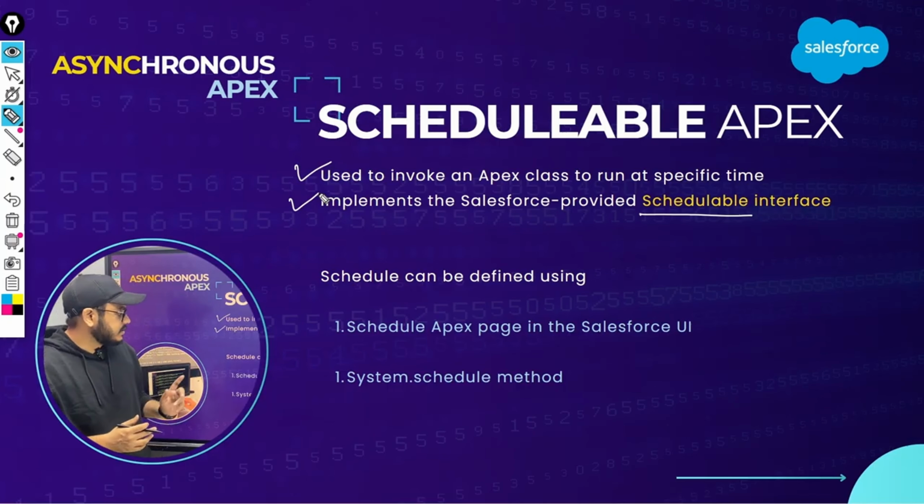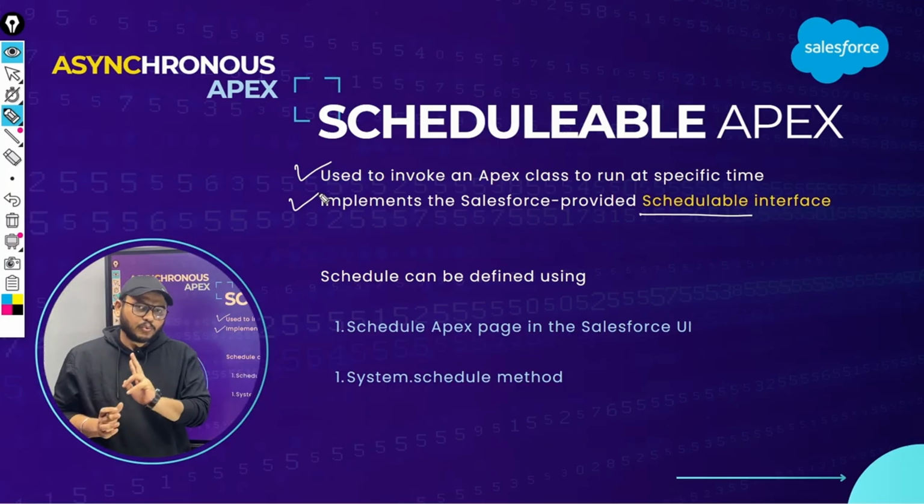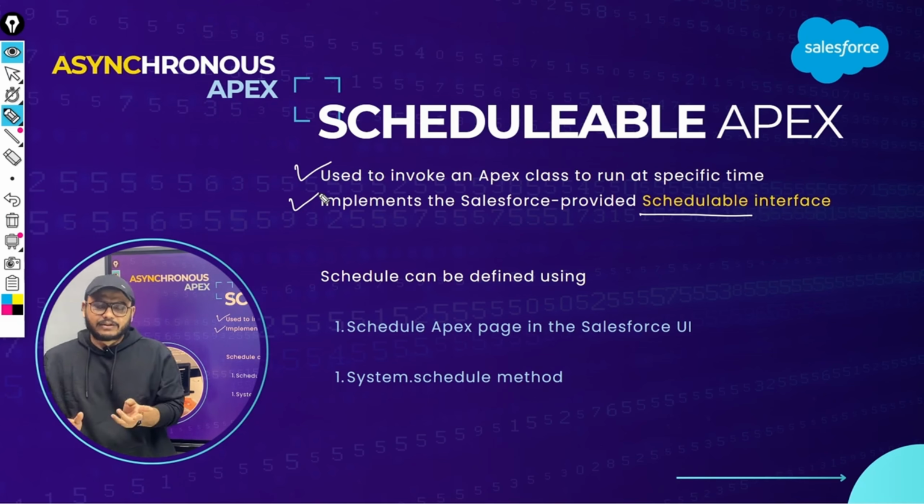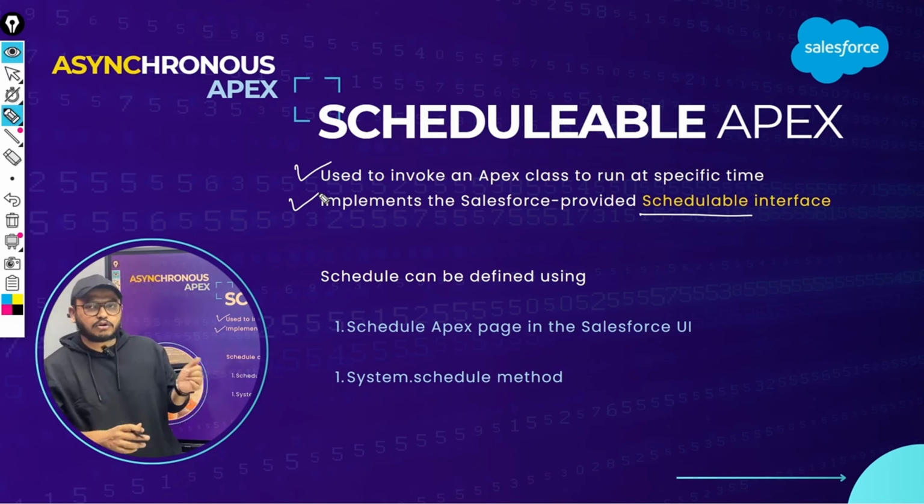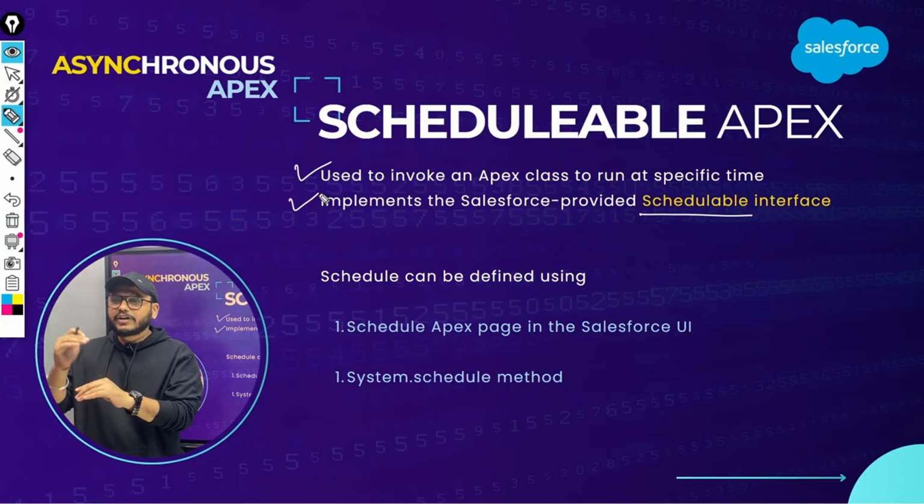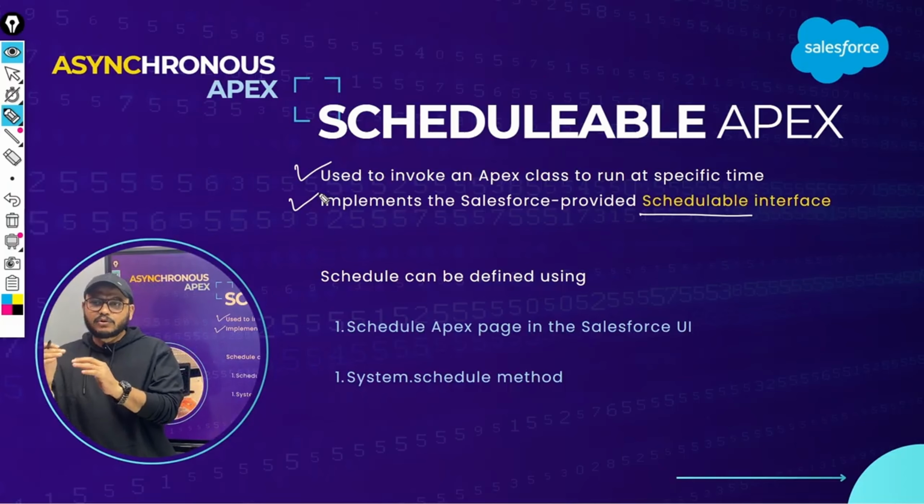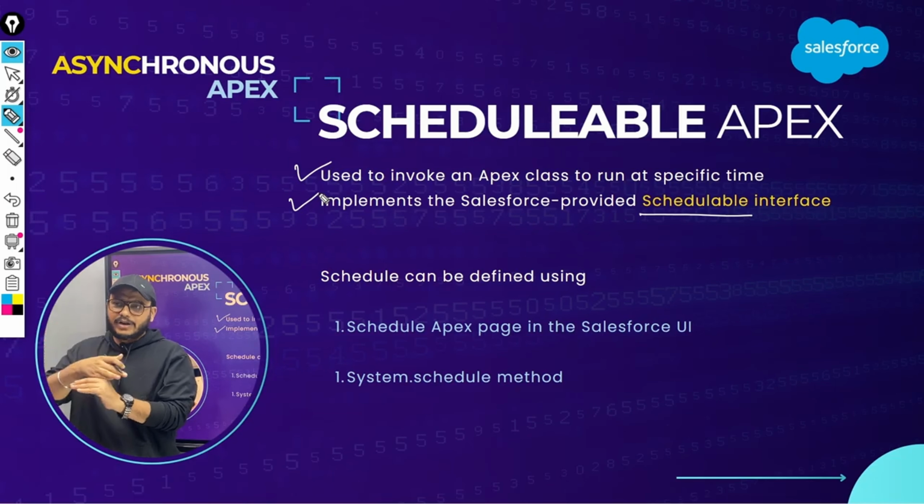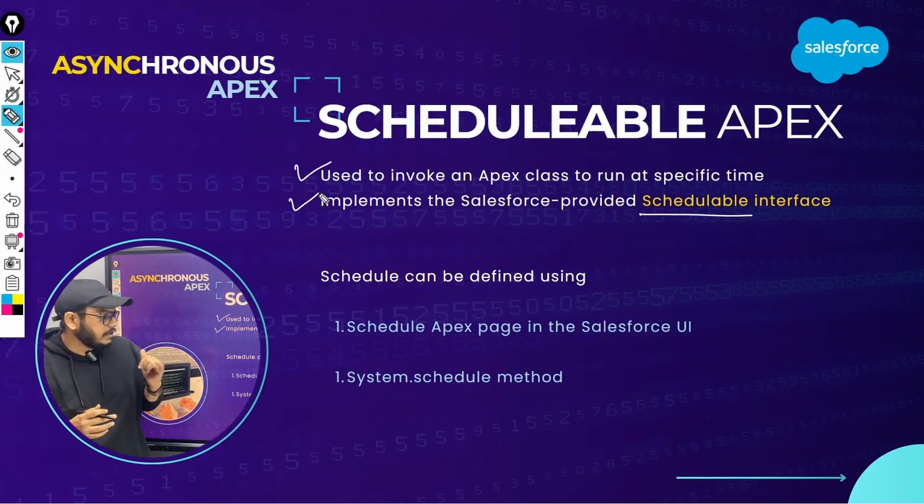All right. Now schedules can be defined in two ways. Of course you will define the code, and we will look into the syntax. But once we have written the code, how do we define the schedule? Defining the schedule is going to be outside your actual code. So scheduling can be done in two ways.